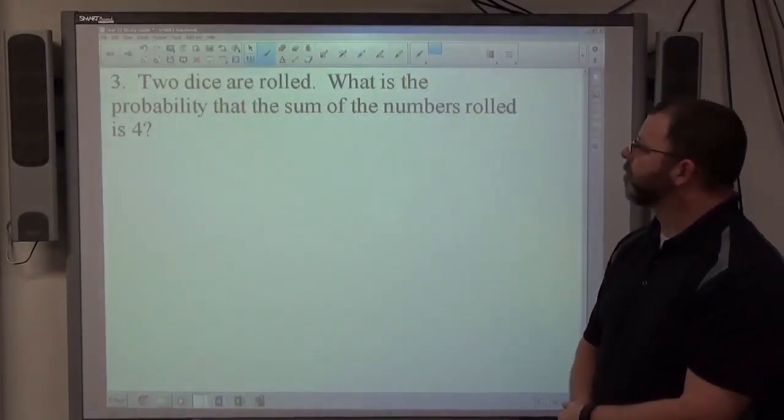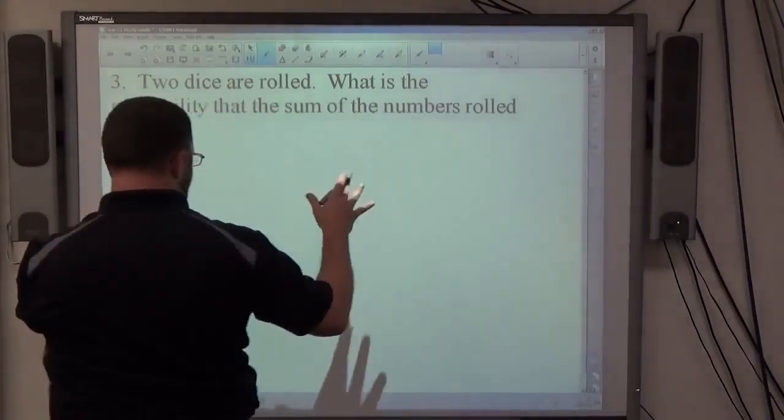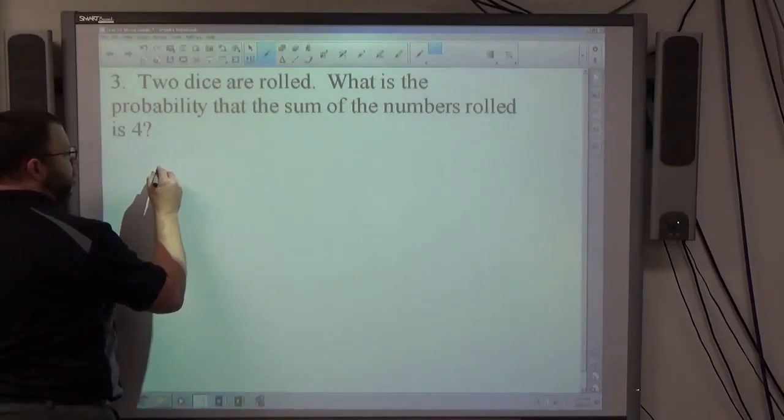Number 3, 2 dice are rolled. What's the probability the sum of the numbers rolled is 4? Now we made this chart each time for this problem. I'm going to give you another way of looking at this that you might prefer.